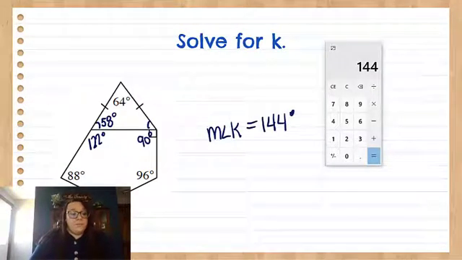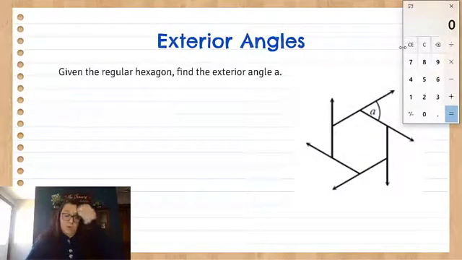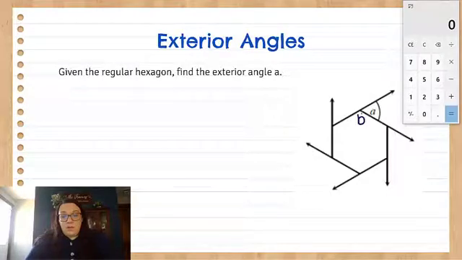Let's move on to another one. In this case, I'm going to show you something a little bit different. This is exterior angle. So we know interior angles are on the inside, exterior angles are on the outside. So given this regular hexagon meaning 6 sides, I want to find the measure of angle A. My mindset is if I can find this angle, I'll call it B, then I know that A is supplementary to it. And B is an interior angle.